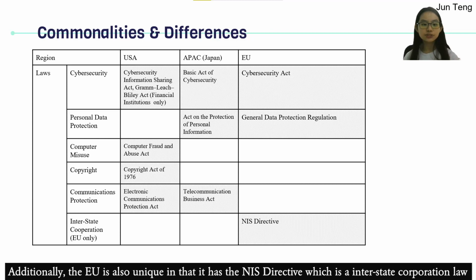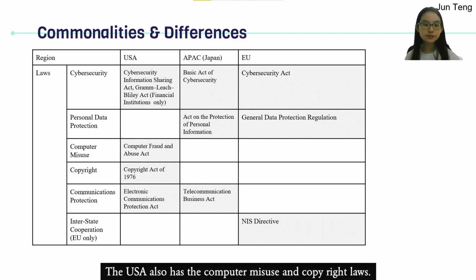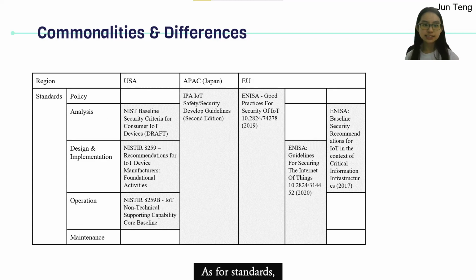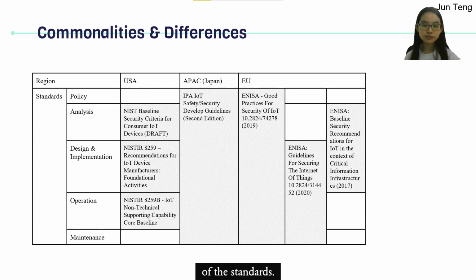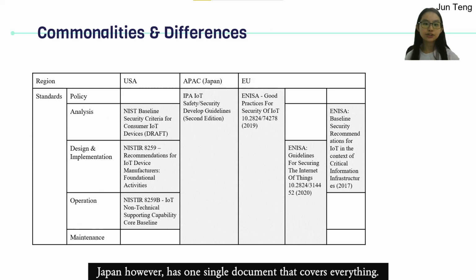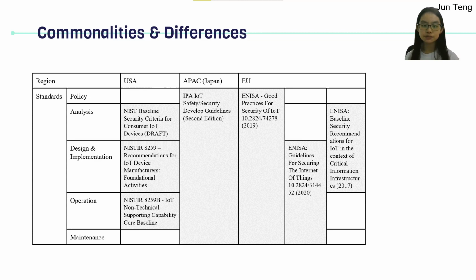Additionally, the EU is also unique in that it has the NIS directive, which is an interstate cooperation law that encourages its member states to cooperate to find solutions. The USA also has unique copyright misuse and copyright laws. As for standards, US has 3 different documents that cover different parts of the standards. Japan, however, has 1 single document which covers everything, while the EU has 3 different documents that cover different portions of it and hence may also overlap.